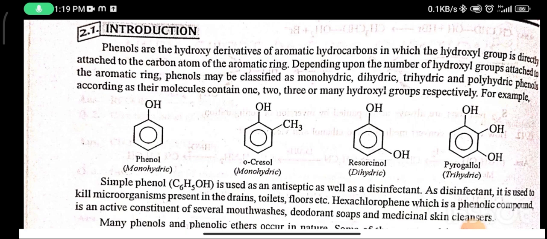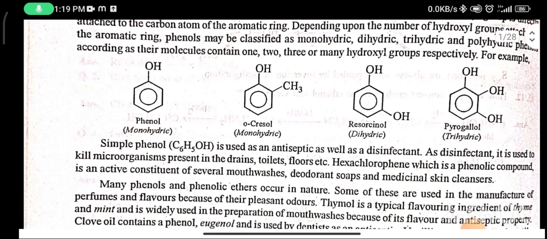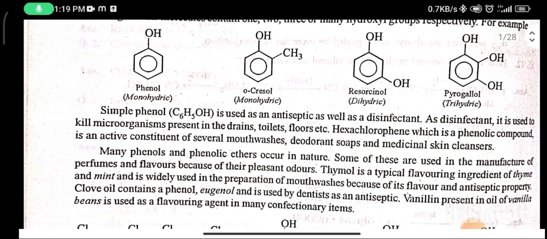Orthocresol is also monohydric. Resorcinol is dihydric, pyrogallol trihydric. Simple phenol, C6H5OH, is used as an antiseptic as well as a disinfectant. As disinfectant, it is used to kill microorganisms present in the drains, toilets, floor, etc. Hexachlorophene, which is a phenolic compound, is an active constituent of several mouthwashes, deodorants, soaps, and medicinal skin cleansers.